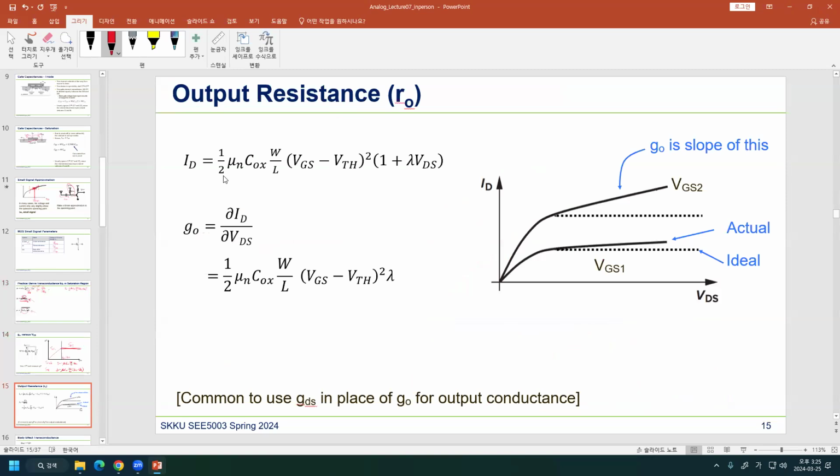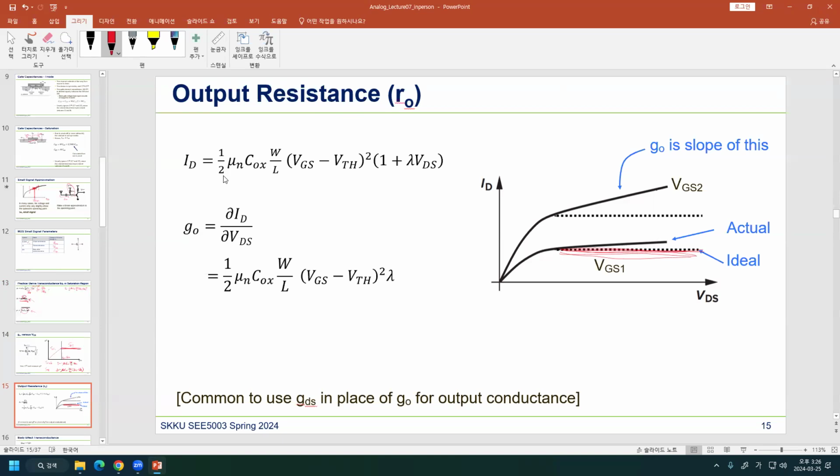Here is the output resistance. Output resistance comes from channel length modulation, right? If the MOSFET is ideal, we don't want our current to change depending on VDS. But in reality, it does change, and that's because of channel length modulation. One question would be, why do we need a flat profile? Ideally, what we want is flat.